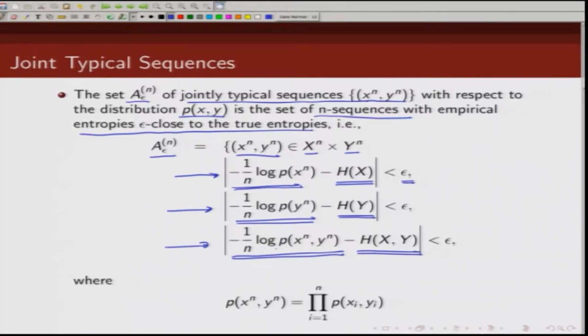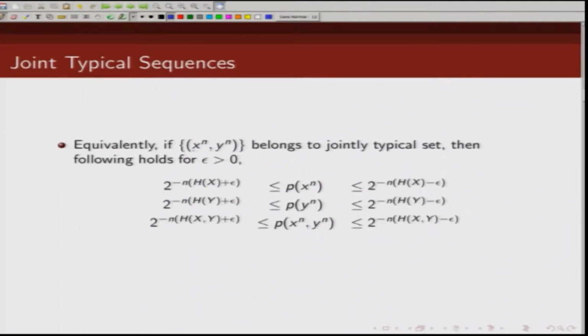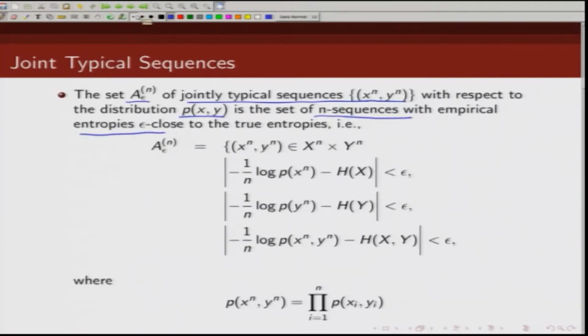Now, note that for x and y to be jointly typical, we need all these three conditions to be satisfied. So, if x^n and y^n is an n-bit sequence and it is a jointly typical sequence, then it will satisfy these three properties. Now, equivalently, we can also write that if x^n and y^n belong to the jointly typical set, then these three relations hold, and this comes directly from the conditions that we have written here.